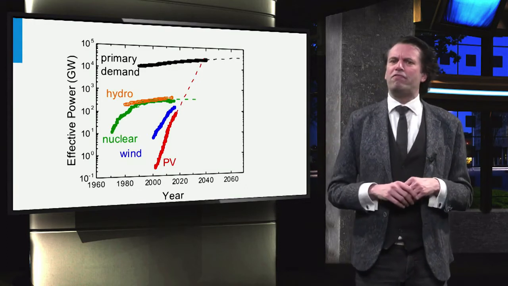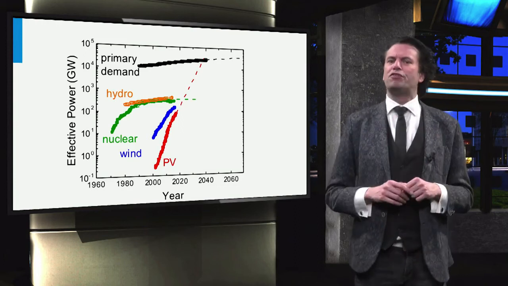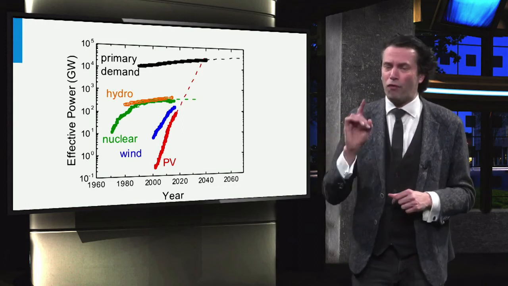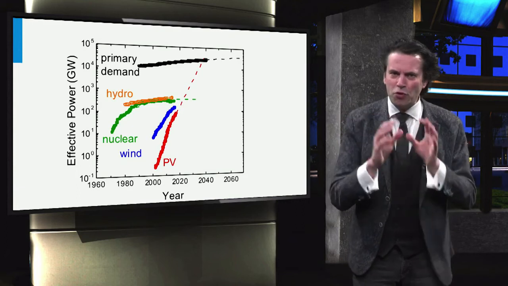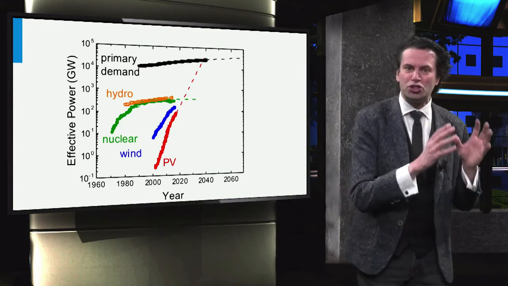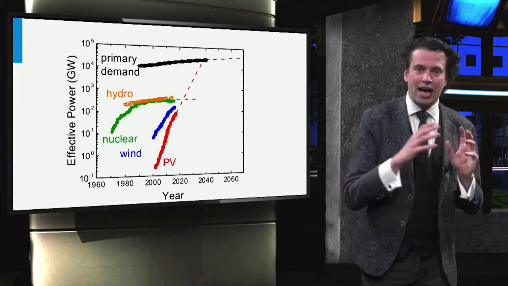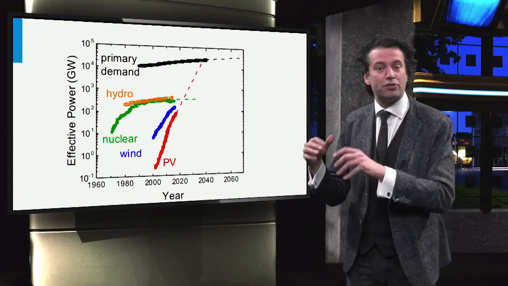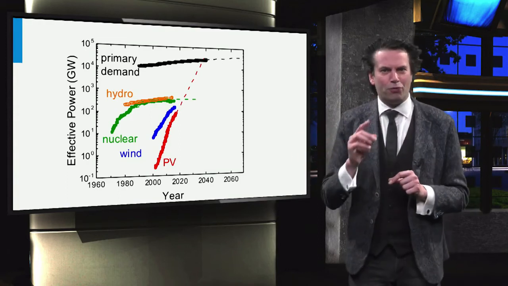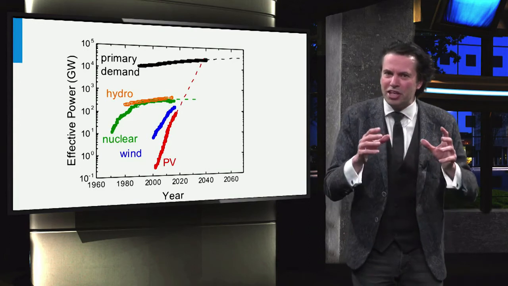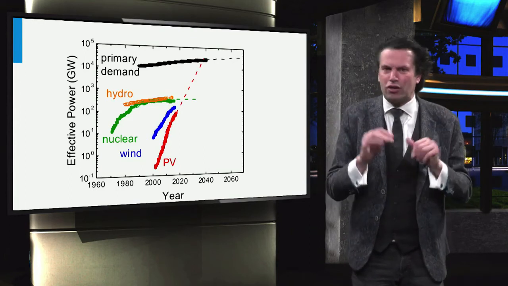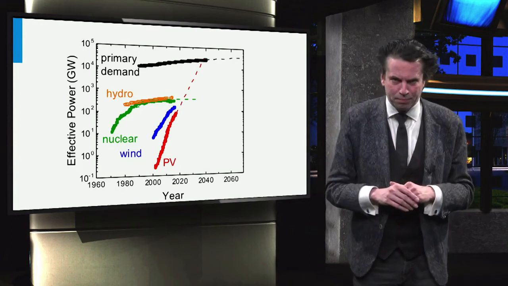Let's do this for PV electricity. Extrapolation of the exponential growth would mean that before 2040, we would be able to produce the same amount of solar electricity as the total primary energy demand requires. But will exponential growth continue, or are there other forces at play?